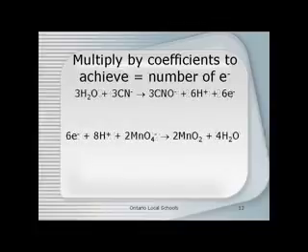Here's the result of our multiplication. For the oxidation half reaction, we have 3 H2O plus 3 CN minus yields 3 CNO minus plus 6H plus plus 6 electrons. For the reduction half reaction, we have 6 electrons plus 8H plus plus 2 MnO4 minus yields 2 MnO2 plus 4 H2O.